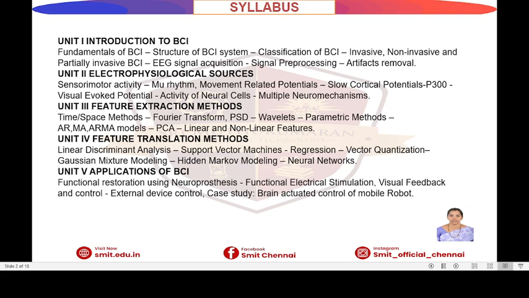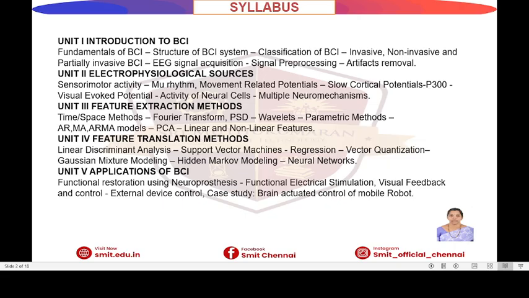Here, the first unit consists of introduction about BCI. Here, we are going to see fundamentals of BCI, structures and classifications, and also how the EEG signals are acquired, and signal pre-processing, and then artifact removal. Second unit consists of electrophysiological sources. Here, sensory motor activity, mu rhythm, and MRP and SCP. P300 potential and also visual evoked potential, neural cell activation, and multiple neuromechanism.